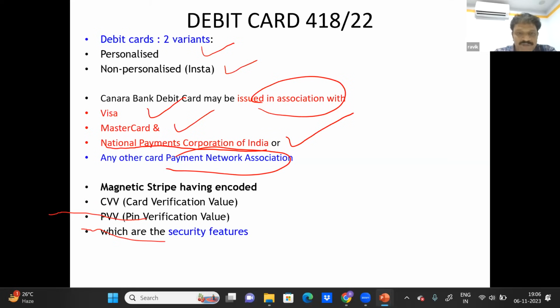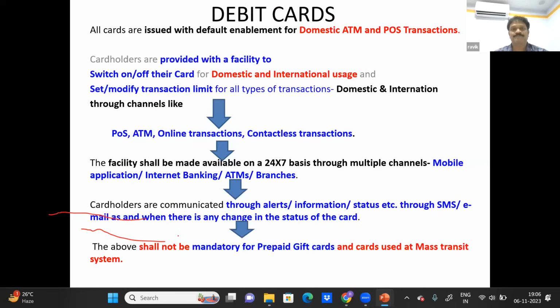Then there are some full forms. CVV stands for Card Verification Value. PVV stands for PIN Verification Value. These are all security features of debit card. Now, all cards are issued with default enablement. Any card, if it comes, you can use without anything. Domestic ATM and POS transaction straight away you can use. Default, it will be enabled.